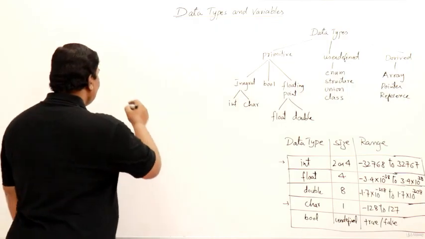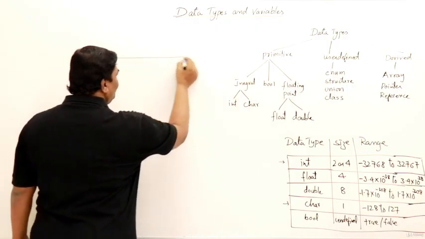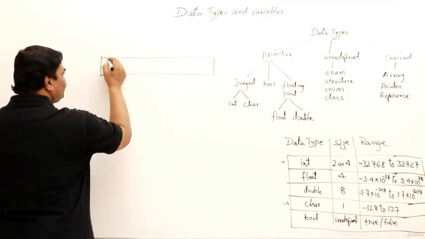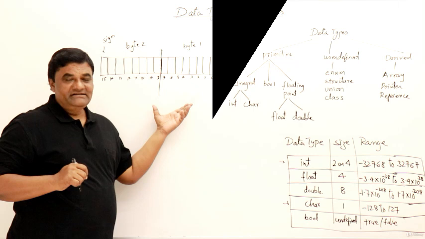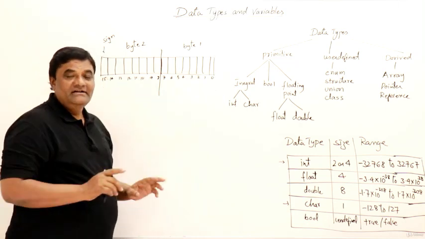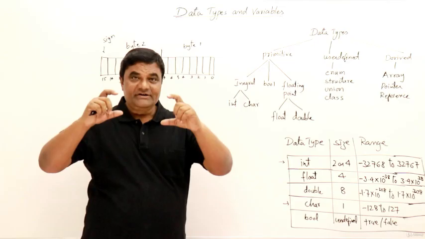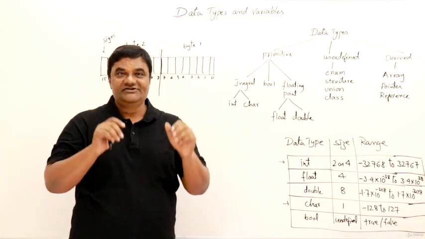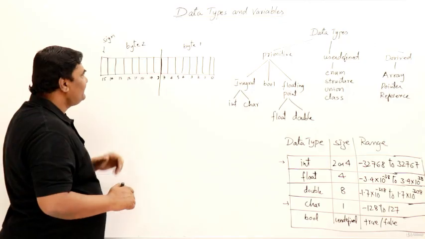Let us look at this. It is taking 2 bytes. So 2 bytes means total how many bits? 16 bits. So I'll just draw this first. Here I have 2 bytes. This is the first byte, this is the second byte. Total 16 bits are there. 16 bits together, 2 bytes together, work as a single variable, single data, that is integer. So how are the 16 bits used?